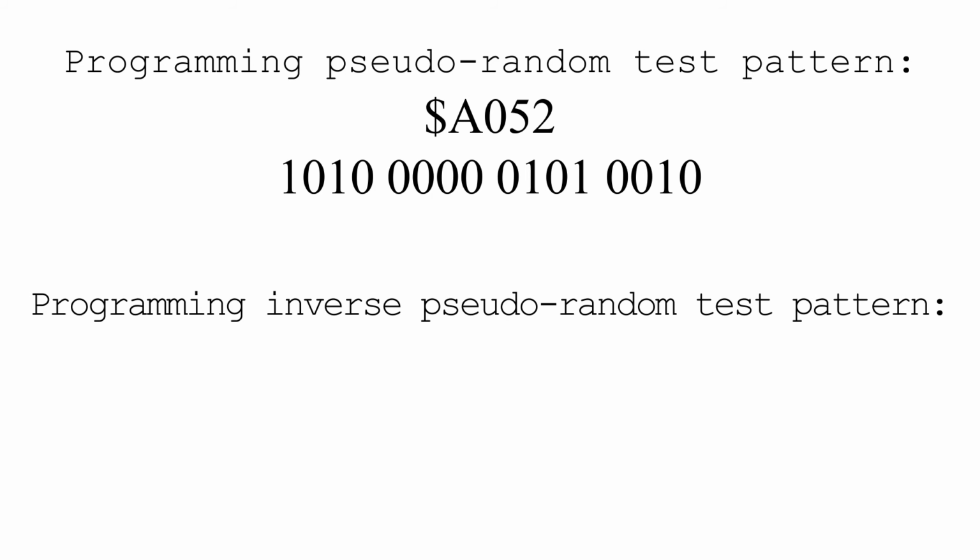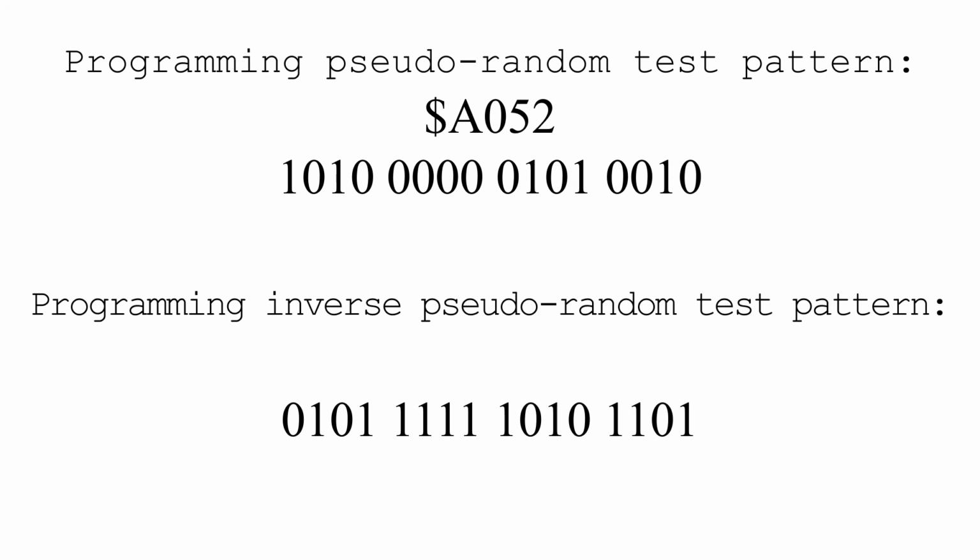Okay, we already broke this down into binary in the first example. To find the inverse, we flip all the bits. Now, we convert this back into hex. 0101 is 5. 1111 is F. 1010 is A. And 1101 is D. So the inverse is 5FAD.